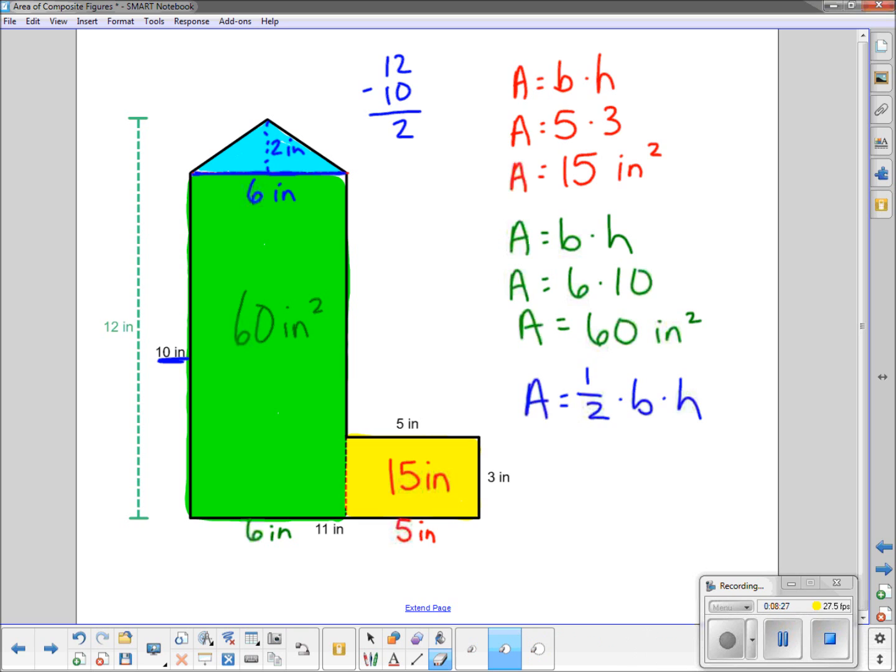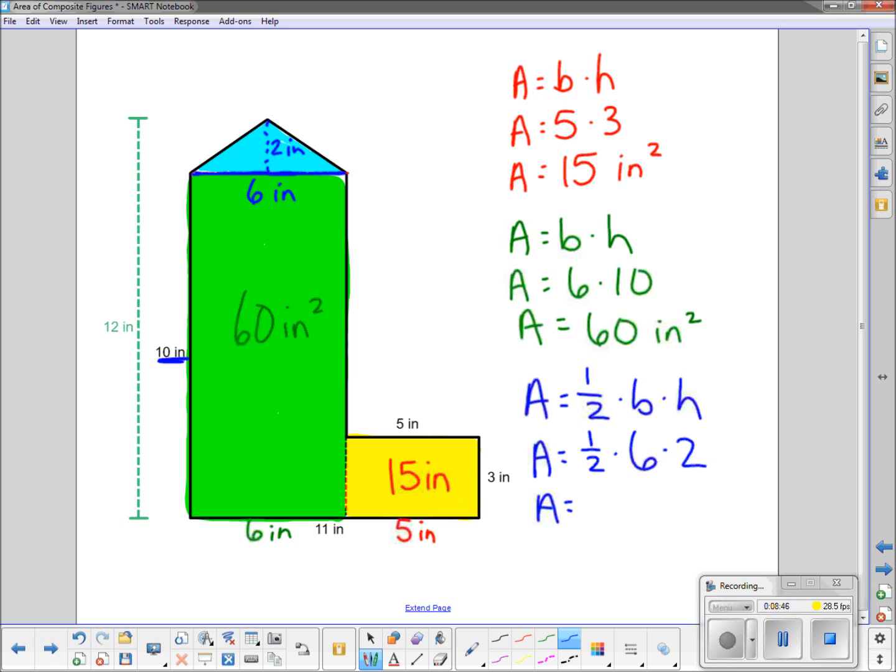Now I have the measurements that I need to find the area of a triangle. So I'll say area equals 1/2 times, instead of the base, I will use the number 6, and instead of the height, I will use 2. Now remember, in class we talked about multiplying the 1/2 times an even number before those numbers get too big, it'll make it easy for us. So 1/2 times 6, or 1/2 of 6, is 3. Now I need to multiply that by 2 to give me an area of 6 square inches for the blue triangle.